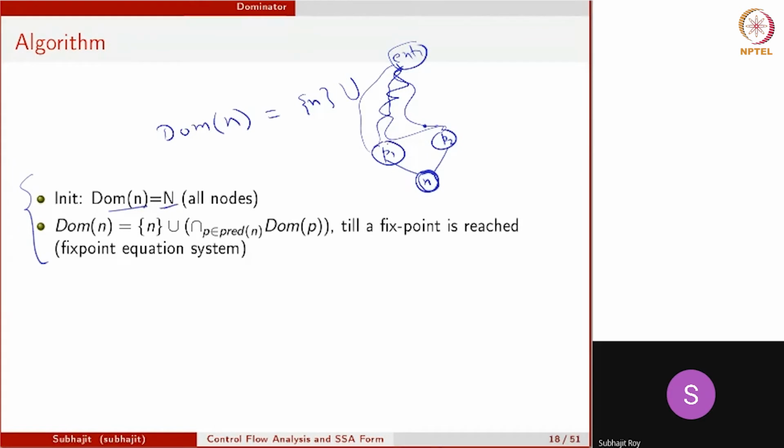Any node which is not a dominator of P1 and not a dominator of P2 can surely not be a dominator of n. That is very clear, right? Because if there is a node which is not a dominator of P1 but is a dominator of n, what does it mean? It means that there is some node sitting up somewhere, and it is not a dominator of P1. It means that there is a path where I can escape this particular node and reach P1.